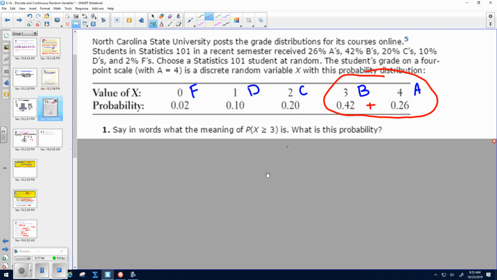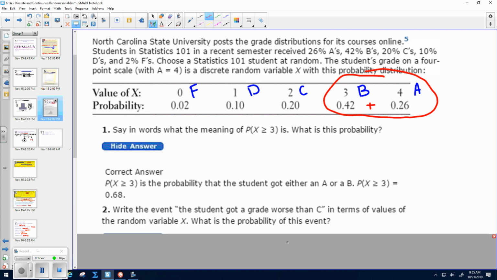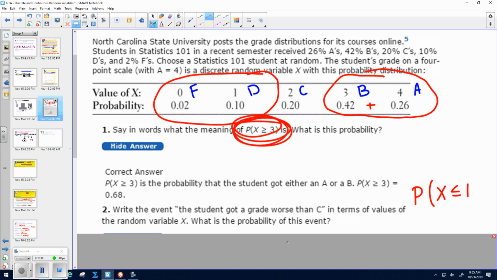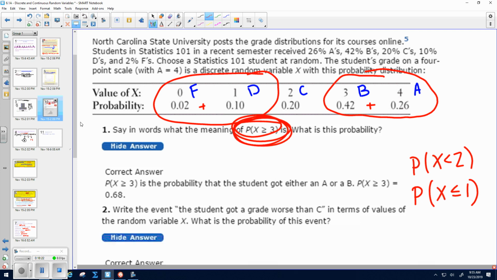There you go. Abby, let's see. Write the event the student got a grade worse than C in terms of values of the random variable X. So how would I write it, meaning worse than C? Good. You could do that. You could also say P of X is less than 2. Does that make sense? Less than 2 would be a 1 or a 0, or less than or equal to 1 would be a 1 or a 0. All right, and what's the probability of that event? Add those two together. So 12% of students got a D or an F in Stats 101.